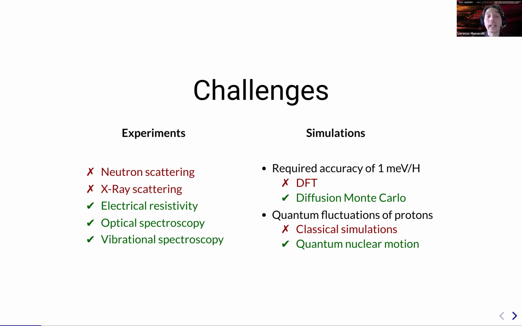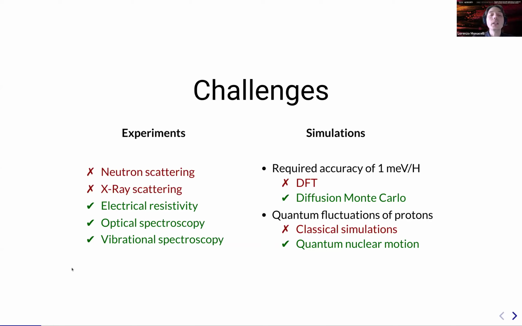And X-ray scattering, which is in principle feasible at high pressure, is not very reliable on hydrogen because X-rays usually interact with core electrons, and hydrogen has one electron per nucleus. So the cross section of X-rays is really small. So hydrogen is almost invisible to X-rays.